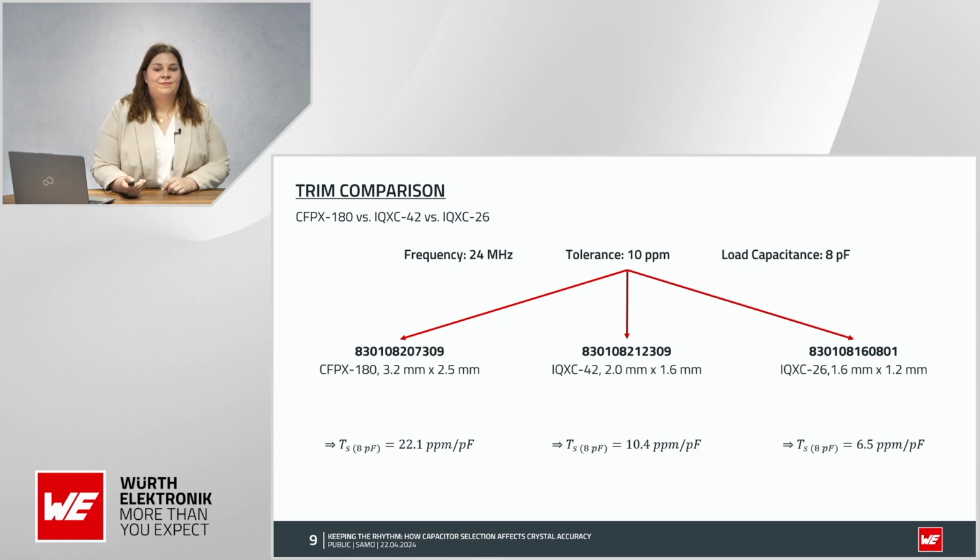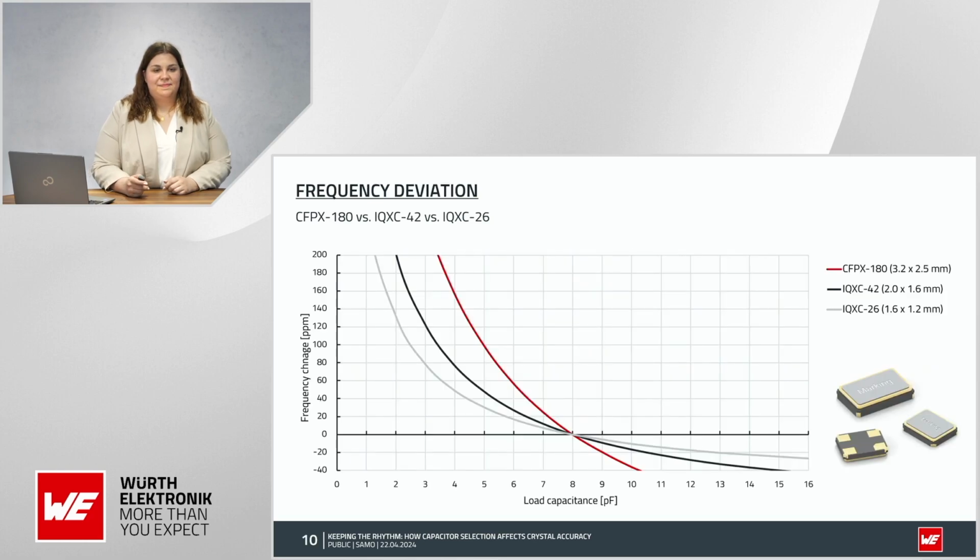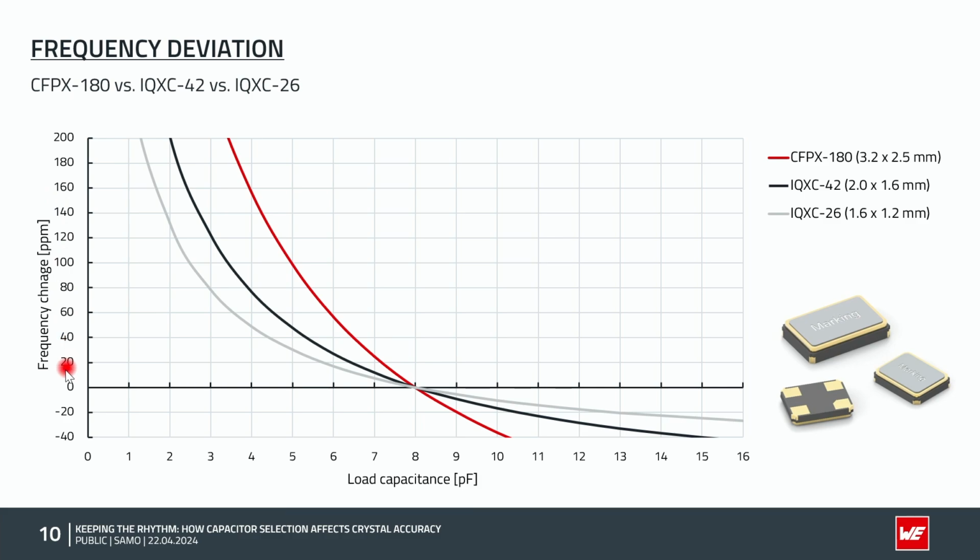So to show those values a bit more visually, I brought a graph with me today. This is showing the frequency deviations of those 3 components we were looking at over the load capacitance. You can see on the x-axis we have the load capacitance. So if we vary the load capacitance, how much frequency change will we see? How many ppm is the frequency changing? In our case, we had 8 picofarad components. So if the circuit has exactly 8 picofarads, that's perfectly fine. We have a frequency deviation of 0. That's the ideal case.